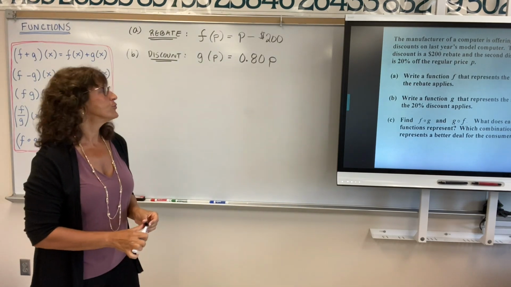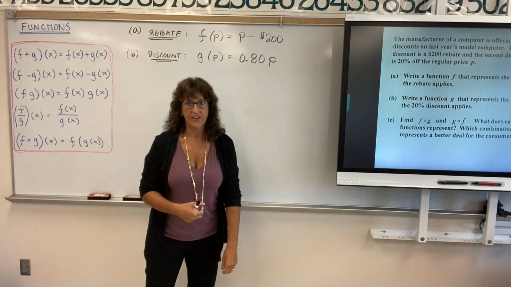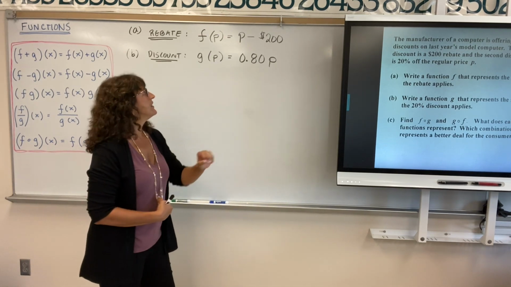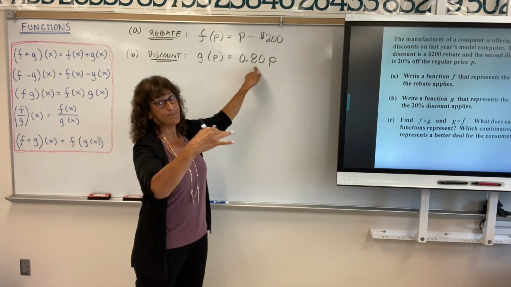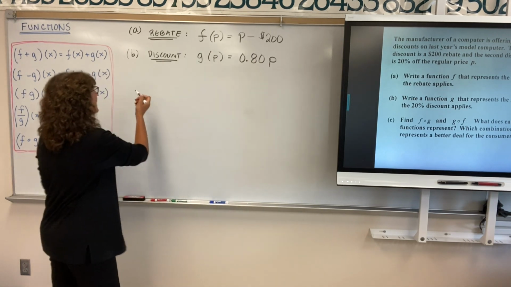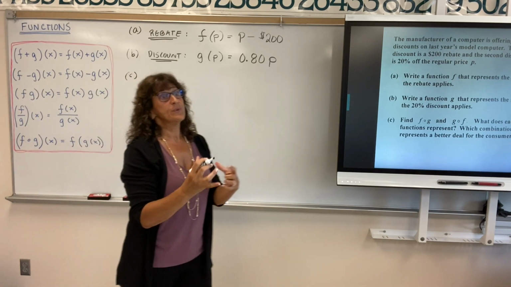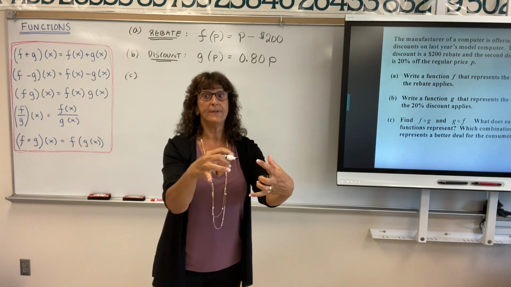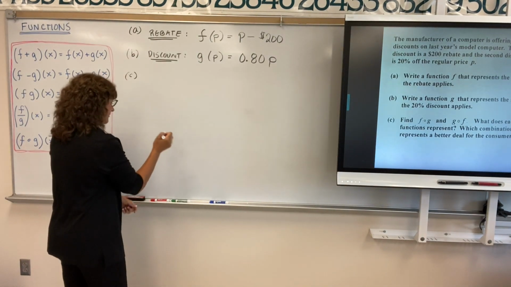So if only the rebate applies, then I'm going to take the price of the computer and subtract $200. If only the discount applies, I'm going to take the price of the computer and multiply it by 0.80, 80%, because I'm paying 80% with a 20% discount. Now, letter C is asking you to involve both at the same time, like the store is offering, okay? So they want you to do composition, right?